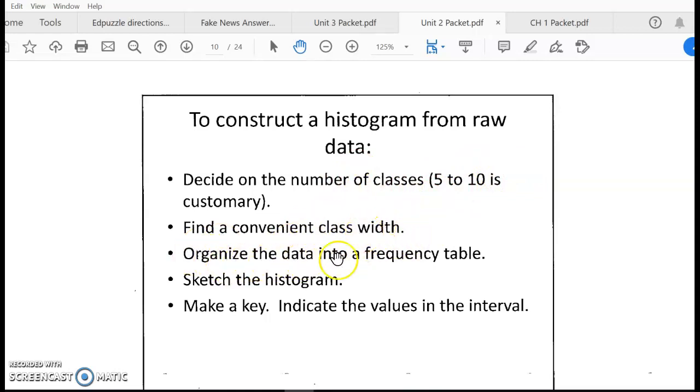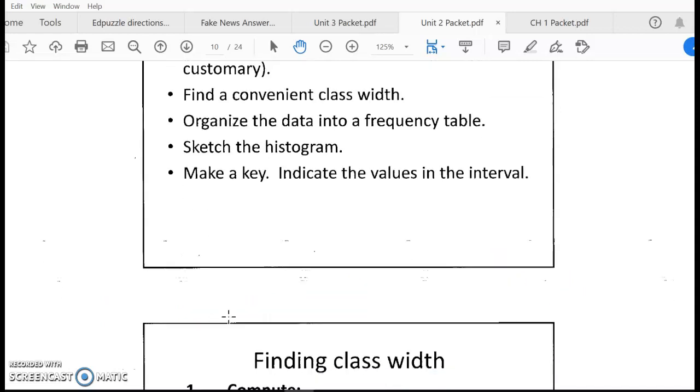Okay? We need to organize the data into a frequency table. So we've got to make the table before we make a histogram. Sketch the histogram, make a key, indicate the values in the intervals. And don't forget our title. When I say key, I'm meaning a key and a title, and that includes everything.